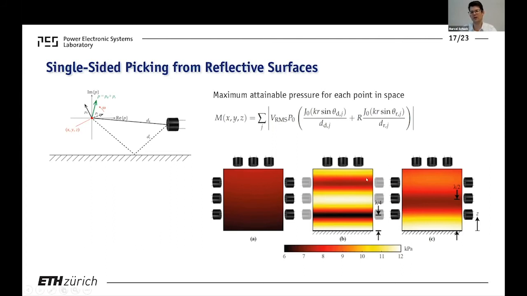However, if I now approach a reflective surface down here, I get very strong gradients with a minimum at 1/4 of lambda, the acoustic wavelength, which means that in this case, I can basically only trap a particle in this part where I have a minimum of the attainable pressure distribution. This is basically a standing wave between these transducers and the reflective surface.